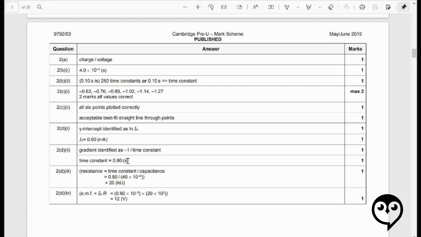So they got 0.8, like I said. I got 0.833, that's pretty close. You divide and you get 20 kilo ohms. I had 20.8, so that's not too bad. And you multiply those two values and they get 12 volts, which is a 12-volt battery, makes sense. I got 12.5. It doesn't say anything here about errors carried forward, so I'm not sure how Cambridge is going to handle that, but I was fairly close.